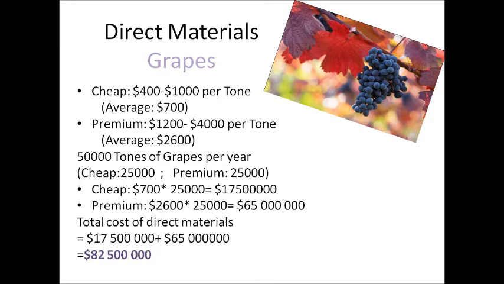The premium one I use $2,600 times 25,000, so I get $65 million. So the total cost of direct materials is $82.5 million.